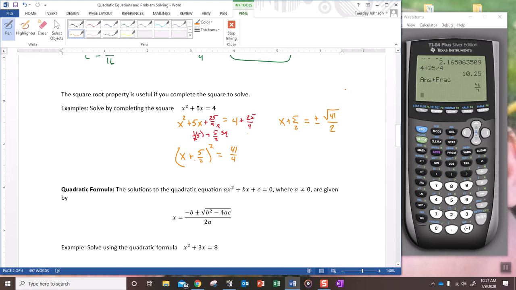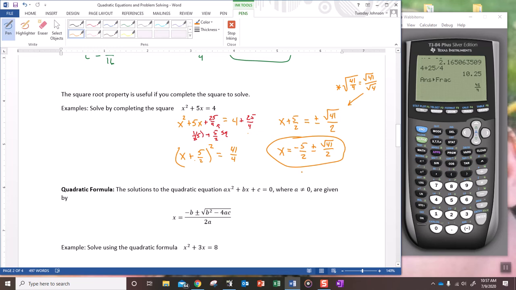So I'm going to put a little note here. The division property of radicals. And to finish this off, we would subtract 5 halves from both sides. And we'd leave our answer. This one does not ask us to give a decimal approximation, so we would leave it.